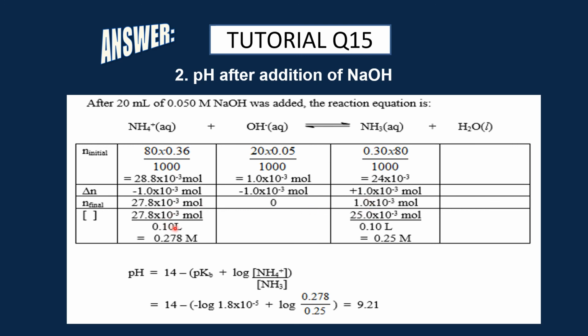Initially it is 80 plus 20, so 100 ml. The 100 ml must be changed to liters when we want to find the concentration. So this is the new concentration for ammonium, the conjugate acid. This is the new concentration for ammonia, the weak base. So write down the formula and substitute. pH equals 14 minus pKb plus log. Substitute the values and you get 9.21. So this is the pH after the addition of sodium hydroxide.